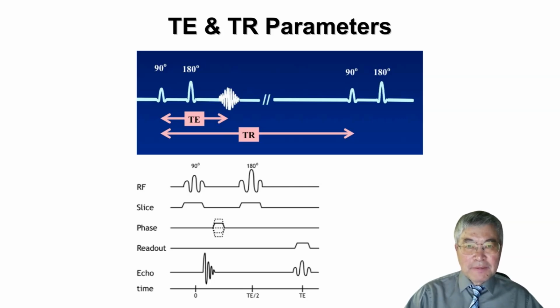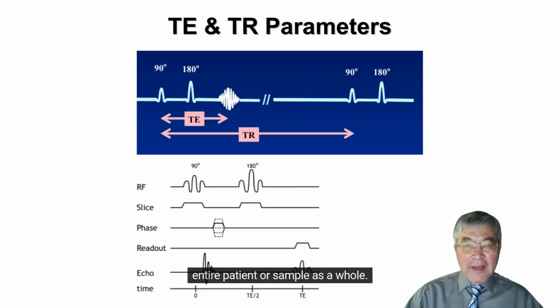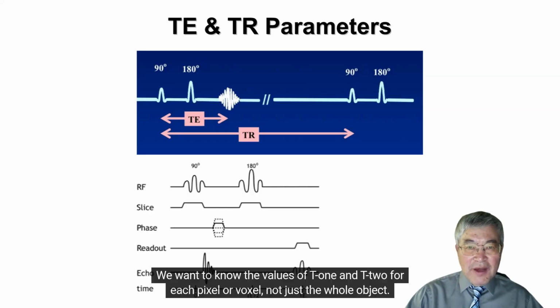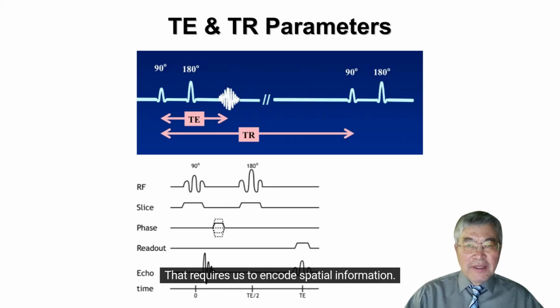Now, this also connects to imaging. At the top, when we look at the spin echo for the whole sample, we get one signal that represents the entire patient or sample as a whole. But in imaging, we want more than that. We want to know the values of T1 and T2 for each pixel or voxel, not just the whole object. That requires us to encode spatial information. We'll get into that starting with the next slide.